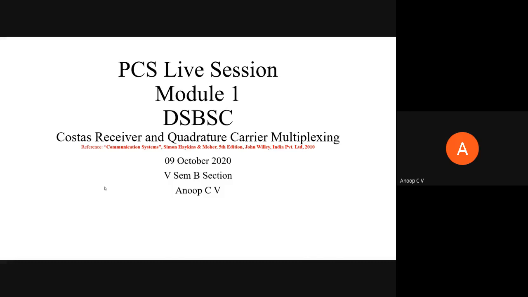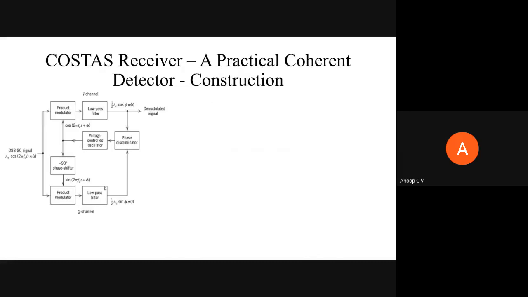Right. So okay. With that, we'll move on to the next topic. That is the Costas receiver. The Costas receiver is a practical coherent detector. Right. So a coherent detector, ideally, will have a product modulator and a low pass filter. So the Costas receiver is a practical coherent detector.